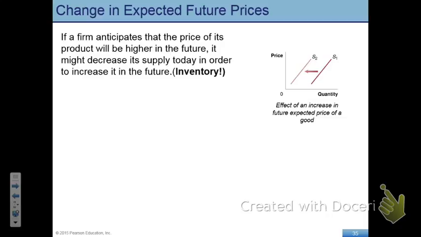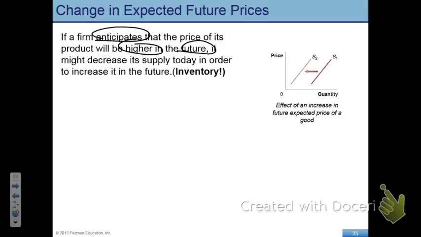Okay, so our firm anticipates, so it's an expectation, that the price of its product is going to be higher in the future. Key critical words: anticipation, future, higher price. So it's an expectation that in the future, the stuff that he's selling today is going to have a higher price. So what does our producer do?